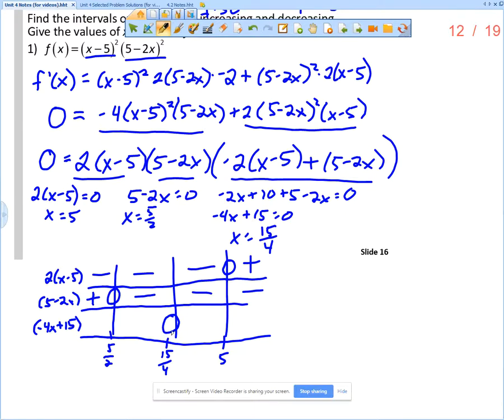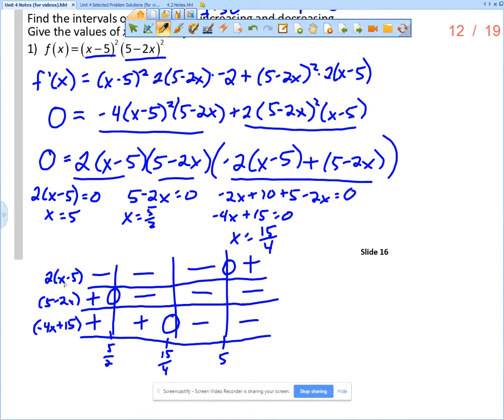Bottom row, 15 fourths. Pick a number to the left of 15 fourths. How about 0? Negative 4 times 0 plus 15. That's positive. Now pick a number to the right of 15 fourths. How about 4? Negative 4 times 4 is negative 16, plus 15 is negative 1. So I put negatives here.